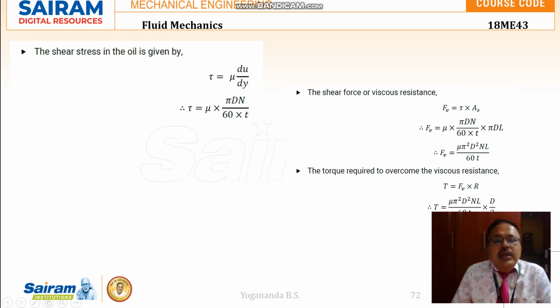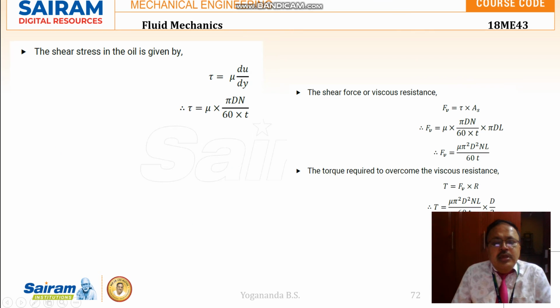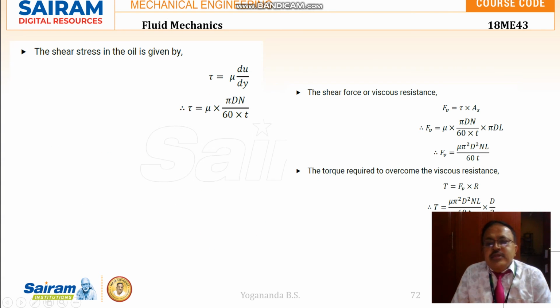The shear stress in the oil is given as tau equal to mu into du by dy, the velocity gradient in the shear stress equation. So pi D N by 60 t we are going to substitute. Then shear force is shear stress tau into area of the shaft. Area of the shaft is pi D as the width and L as the length. Substituting and simplifying, we get the shear force.